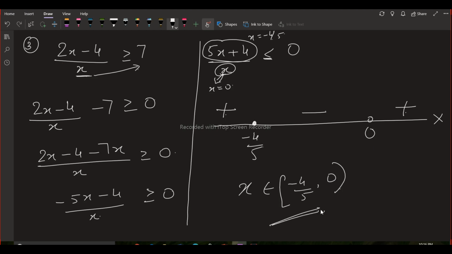So this method, as I discussed, is also known as the wavy curve method, and it's very widely used in JEE Mains and JEE Advanced.